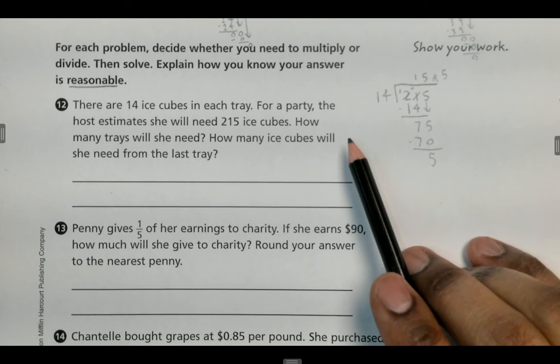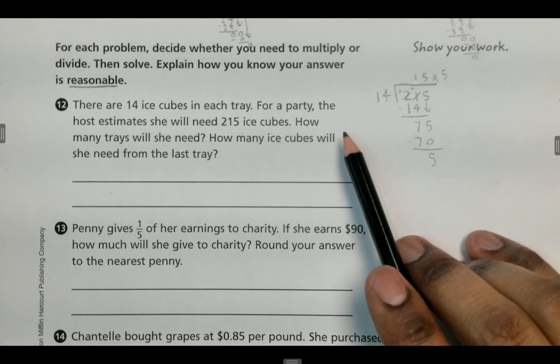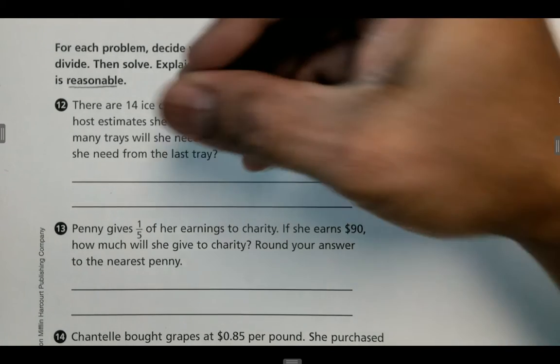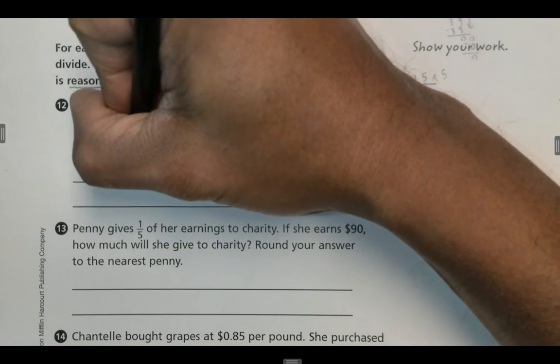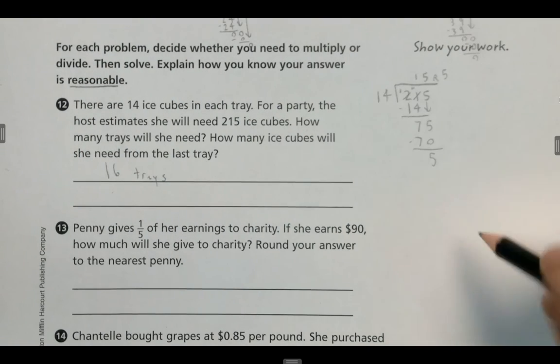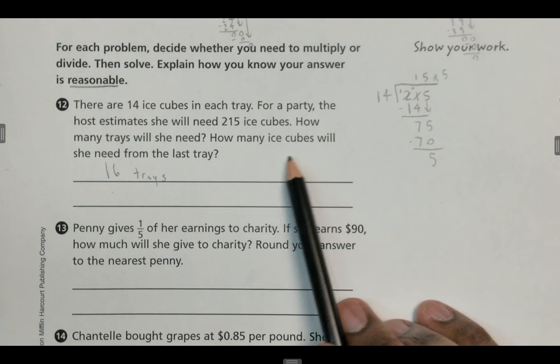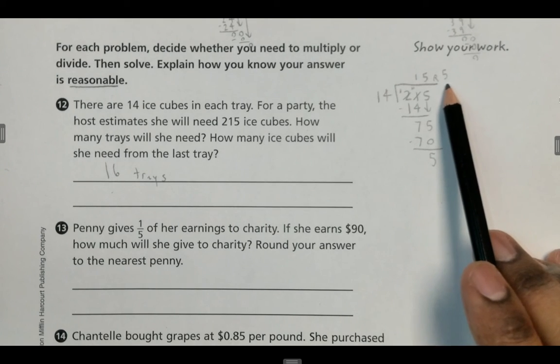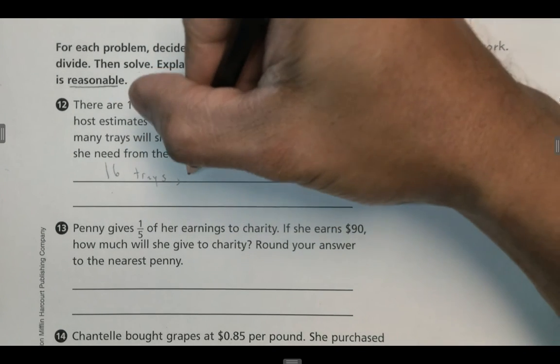So, go back to the question, how many trays will she need? Well, if we say 15 trays, that's close, but not quite enough. We got to round this up to 16 trays. And the second question says, how many ice cubes will she need from the last tray, or the 16th tray? She'll need 5 ice cubes from that tray.